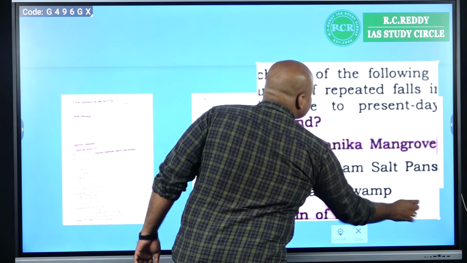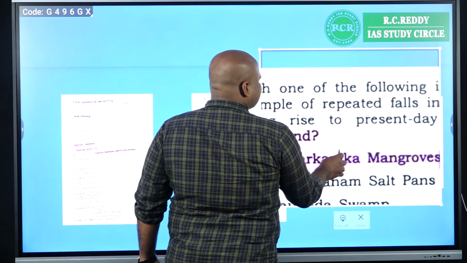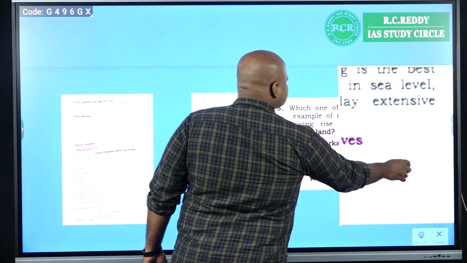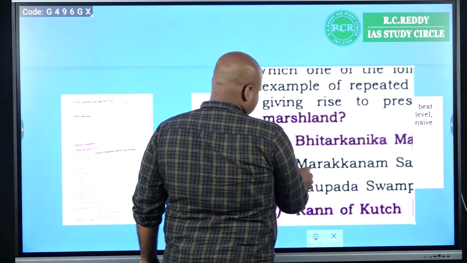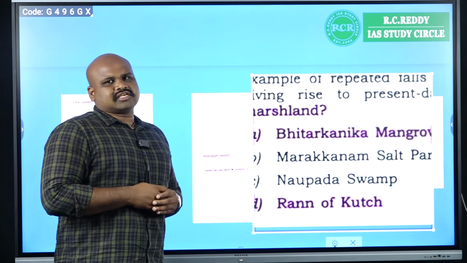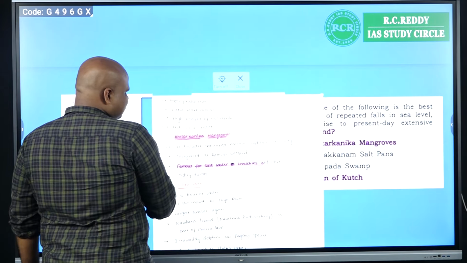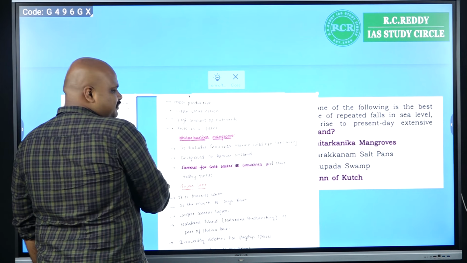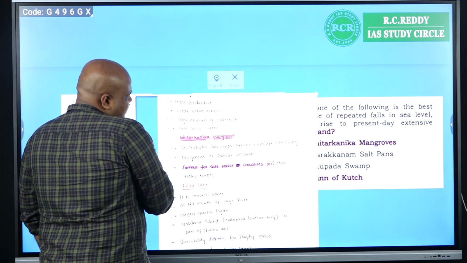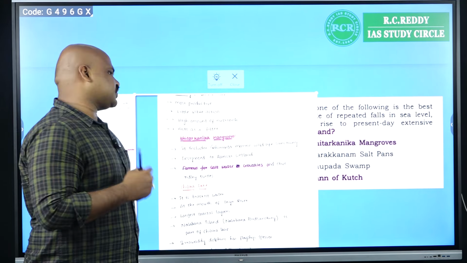Which one of the following is the best example with respect to the repeated fall in sea level giving rise to present day extensive marshlands? Now, in this, two particular options were discussed in the notes, and one particular option that we had discussed was Bhitarkanika mangroves. This was with respect to the notes dictation that was done in HR notes, and it was very clear that we did not have the keyword called marshland present.